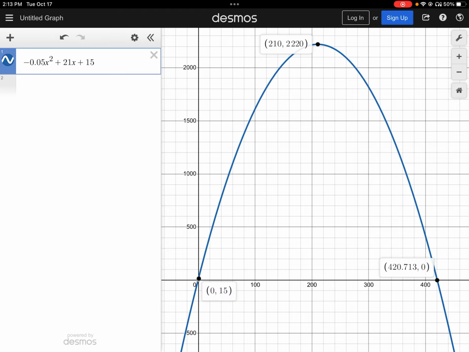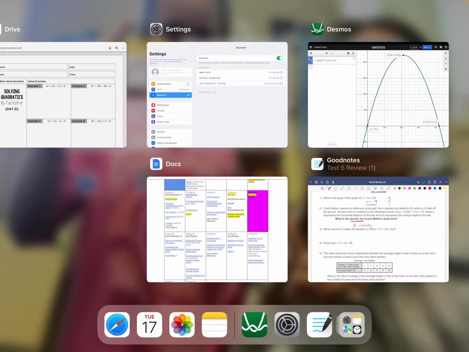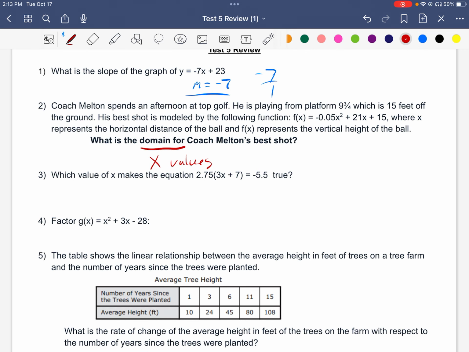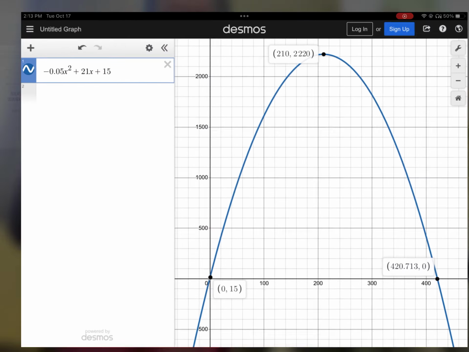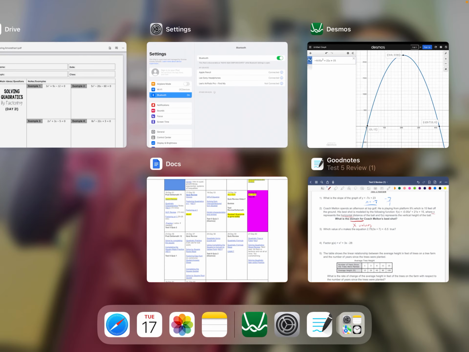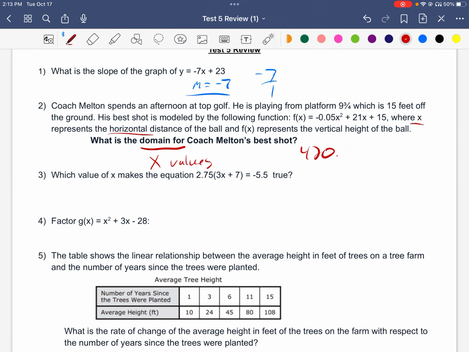And it takes 420.7 seconds for it to hit the ground. Oh no, that's not the time, I'm sorry. X is the horizontal distance. So the horizontal distance it goes is 420 feet, 420.7 feet. So the domain, we could say the lowest x value is 0 and the highest is 420.7, somewhere around there, if you rounded it to 1 decimal place.